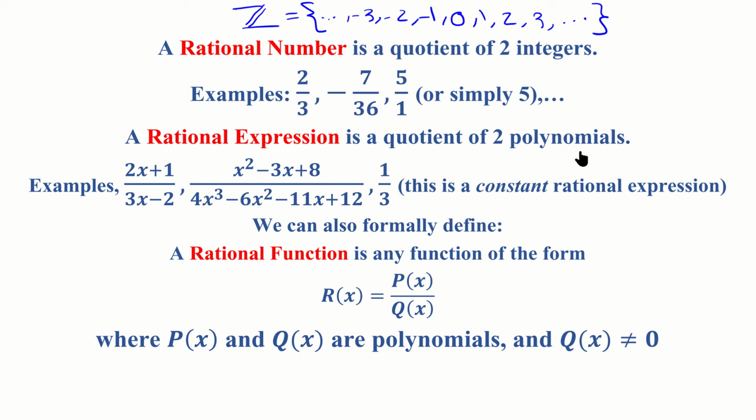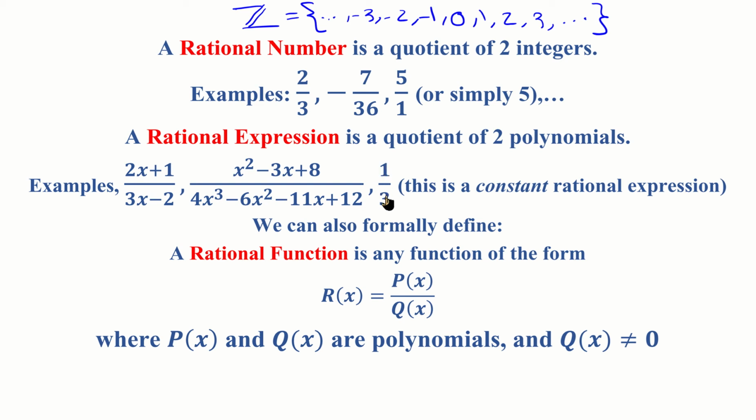So it's a quotient of two polynomials. Just like a rational number is a quotient of two very well-behaved and simple numbers, a rational expression is a quotient of two very well-behaved and simple expressions known as polynomials, which we have introduced previously. So these are examples of rational expressions.